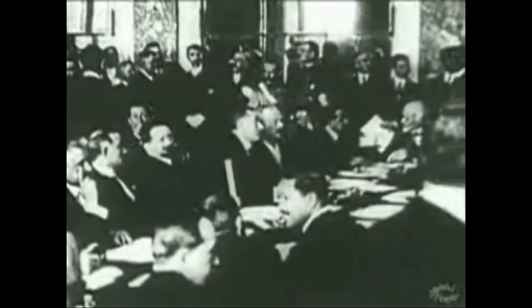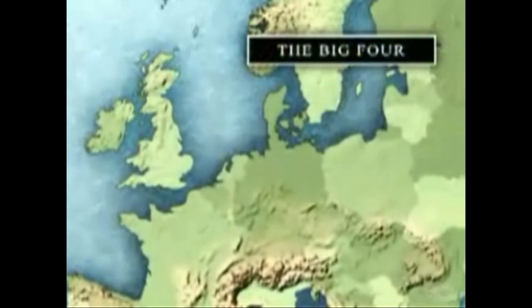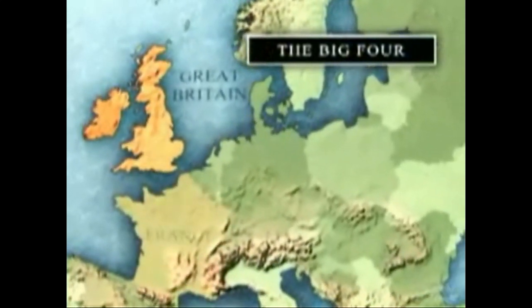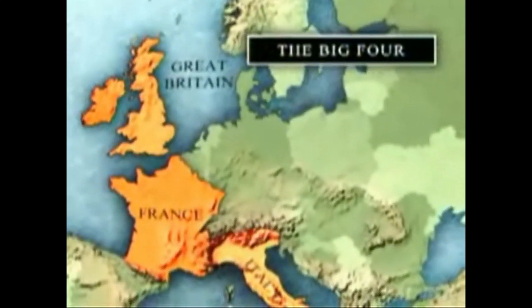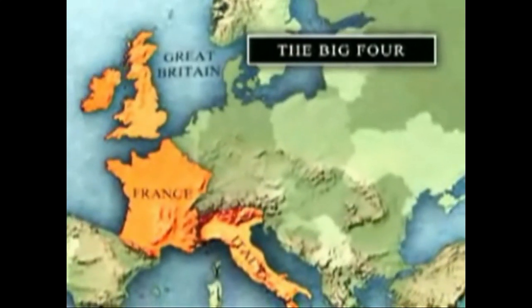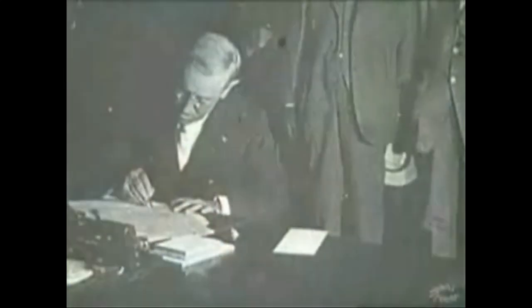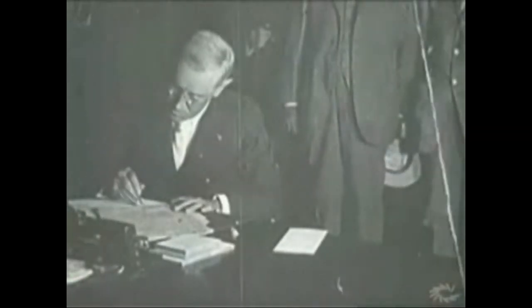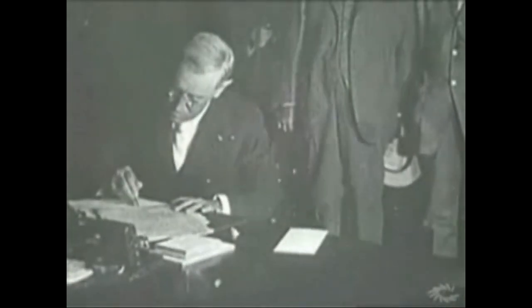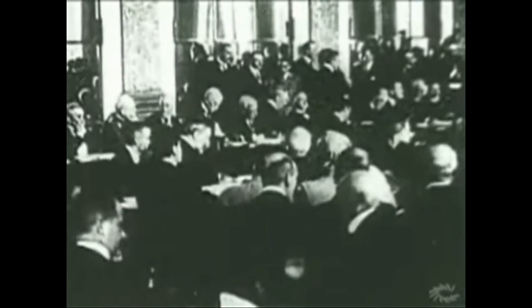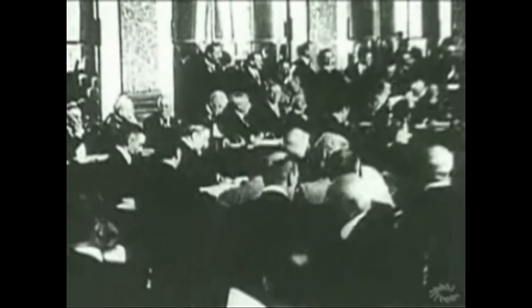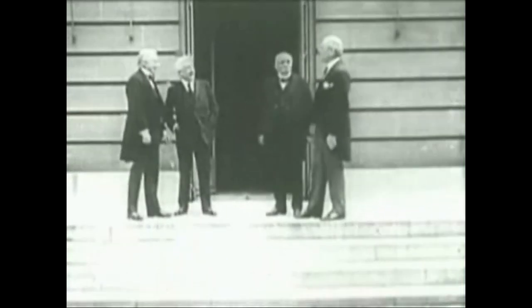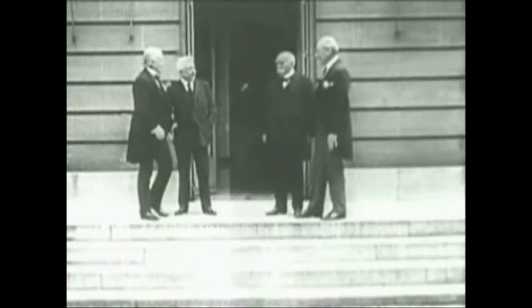The so-called Big Four, America, Great Britain, France, and Italy, hammered out the peace treaty among themselves. Time and again, Wilson was forced to concede on elements of his 14 points in return for the establishment of the League of Nations. Finally, on June 28, 1919, the Big Four, along with the leaders of the defeated nations, met at the Palace of Versailles to sign the treaty.